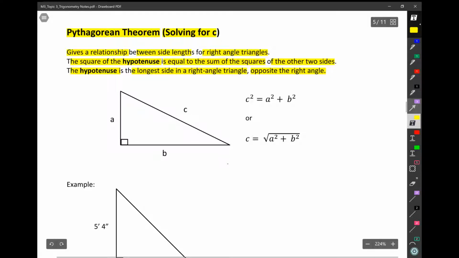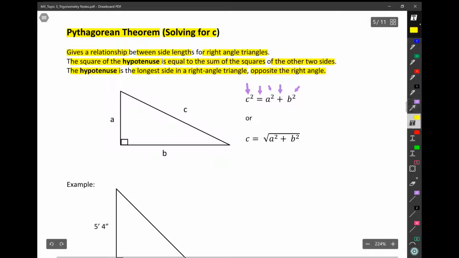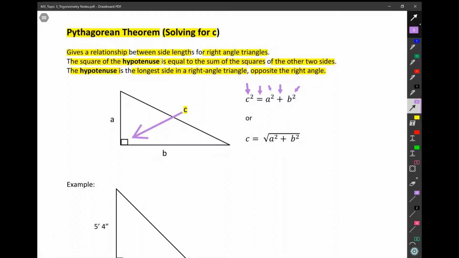So let's take a look at these statements and what they mean when we translate them on the diagram and into the equation. The square of the hypotenuse, c squared, is equal to the sum of, so that's the addition, the squares of the other two sides. And the hypotenuse is the longest side in a right angle triangle, opposite the right angle.